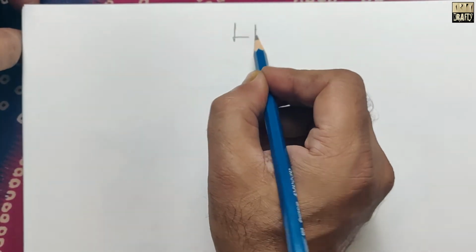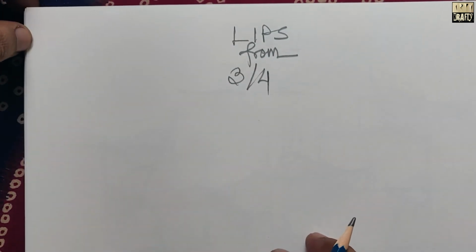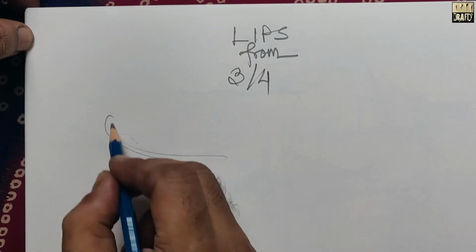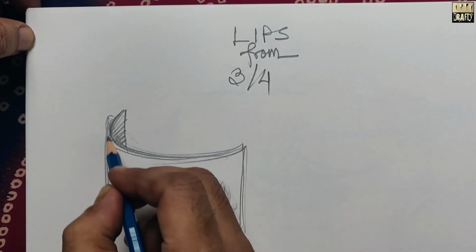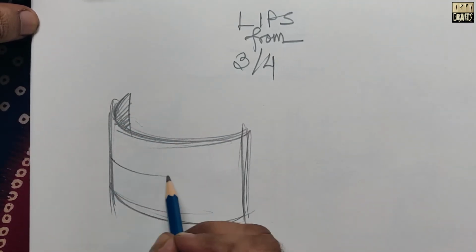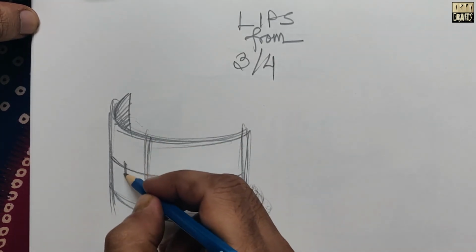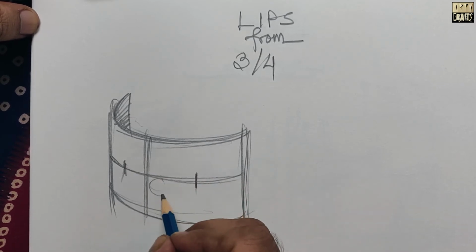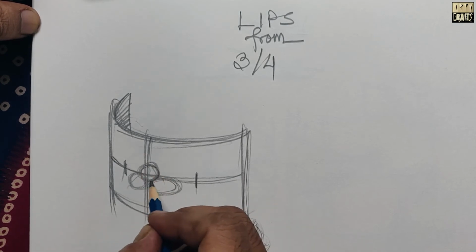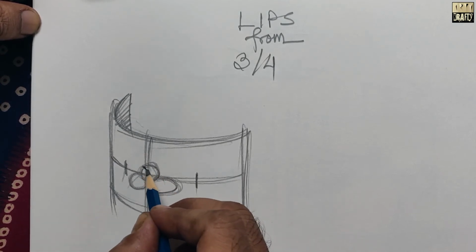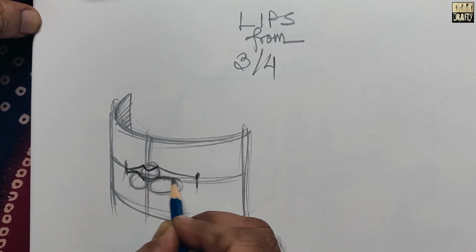Now we are going to learn lips in 3/4 view. First, draw the plane for the mouth. Draw one horizontal line and one vertical line. Draw the ends for the lips. Here, one end is closer to the center and other is far. Draw the ovals and a circle as I am doing and complete the lips.